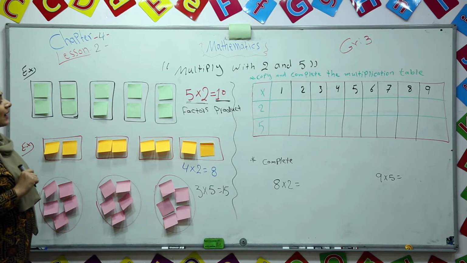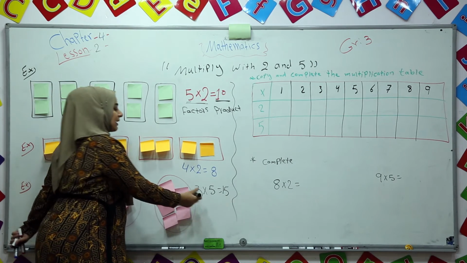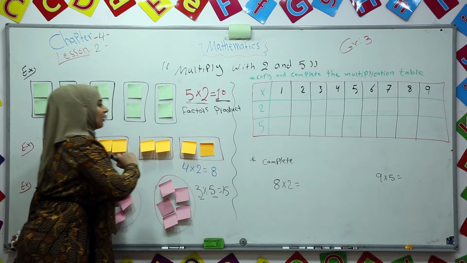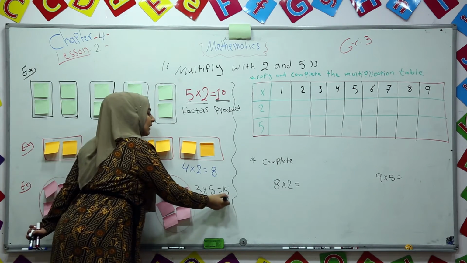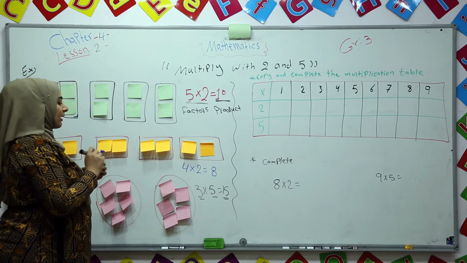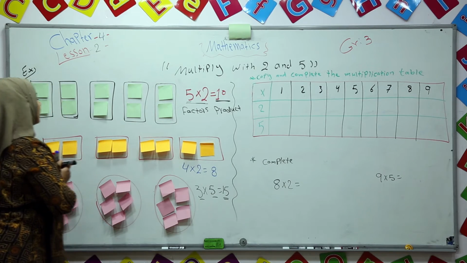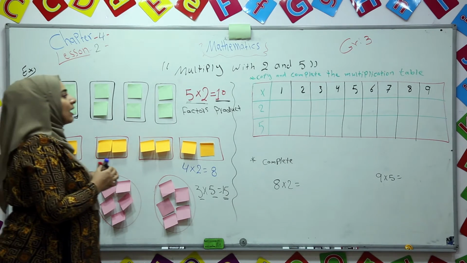So what are the factors here and what is the product? 3 and 5 are factors, and 15 is the product. Now we have another type of example.